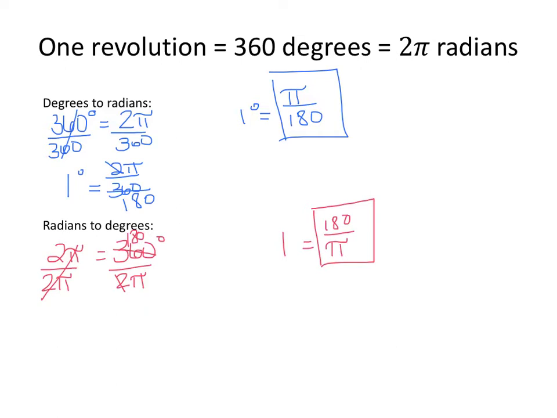One way to remember this: our angles in radians are almost always given in terms of pi, which means that if you want pi in the answer, it must be in the numerator. If pi already exists, then you want pi in the denominator so that they can cancel.